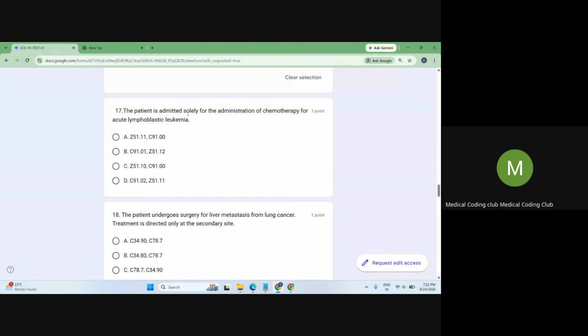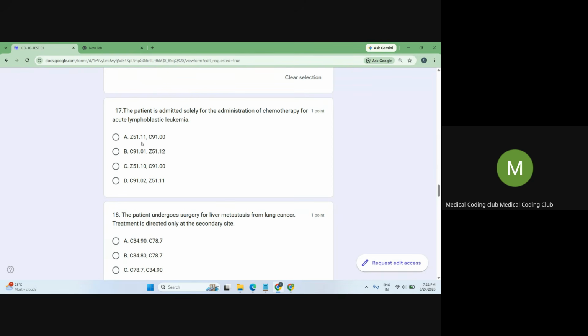So the patient is admitted solely for administration of chemotherapy for acute lymphoblastic leukemia. So now the patient is admitted chiefly for chemotherapy only, to take the treatment for ALL, acute lymphoblastic leukemia. So the reason for the encounter is what? Chemotherapy. Okay, so should the Z code come first, or the C code? The Z code should come first. So you need to code for chemotherapy. The encounter for chemotherapy code should be coded.